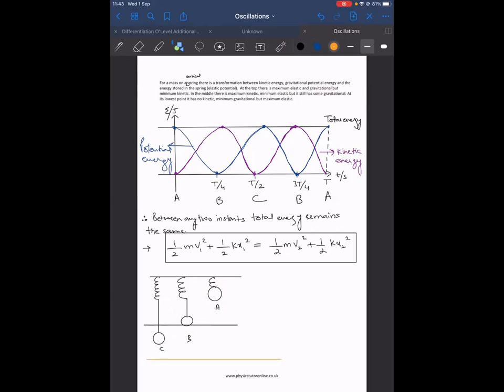ठीक है? Because let's think of this to be your surface. ये आपका surface ले लें। तो A पे आपके पास maximum gravitational potential, maximum elastic, minimum kinetic. B पे you have the maximum kinetic, you have some gravitational potential, but you don't have any elastic potential because the spring is neither extended nor compressed. At C you have again maximum elastic potential, maximum gravitational potential, and again minimum kinetic. ठीक है ना?